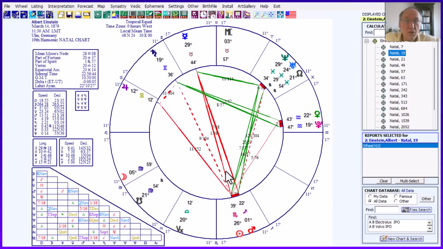Take 19 multiplied by 3. 19 times 3 happens to be 57. So in the 57 vibration chart, the 19 times 3 chart, these trines collapse. You might say they collapse into conjunctions. If you're not very familiar with harmonic astrology or vibrational astrology, I have a whole series of videos that explains how harmonic charts work and what I mean by collapse. If you multiply by 3, the trines become conjunctions.